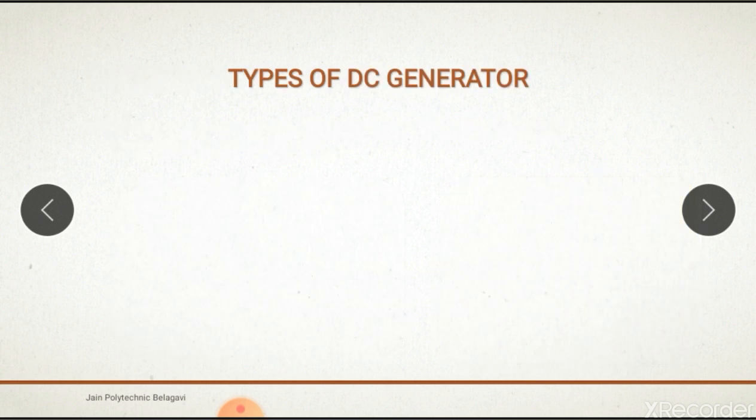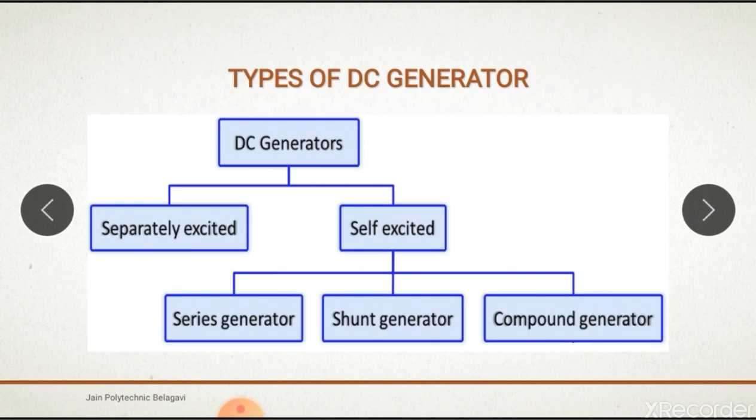Types of DC generator. DC generator is mainly classified as separately excited generator and self-excited generator. And self-excited generator is further divided into series generator, shunt generator and compound generator. And the compound generator is further divided into two types: cumulative compound generator and differential compound generator.